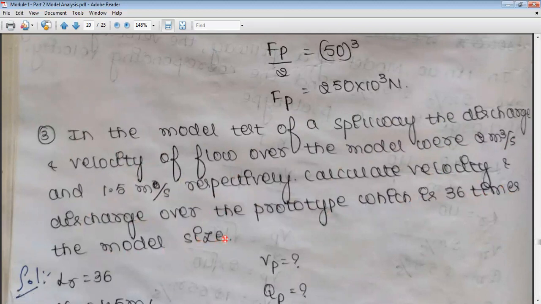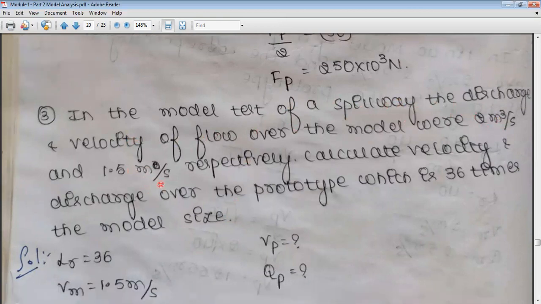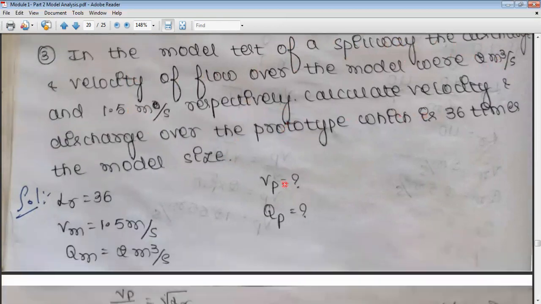It means the prototype is 36 times the model size, so the scale ratio for length, LR, is equal to 36. Because the higher number is for the prototype, the LR is directly given as 36, with model values as given. So discharge QM is equal to 2 meter cube per second, VM is equal to 1.5 meter per second. You have to use the scale ratio for velocity.